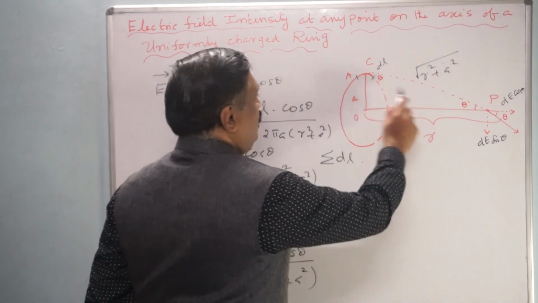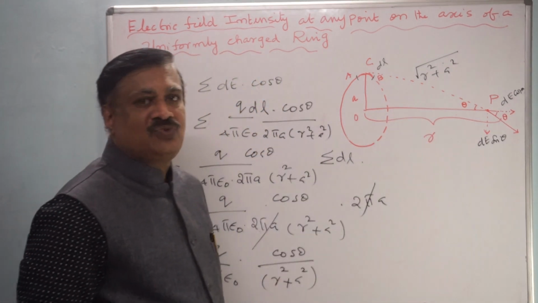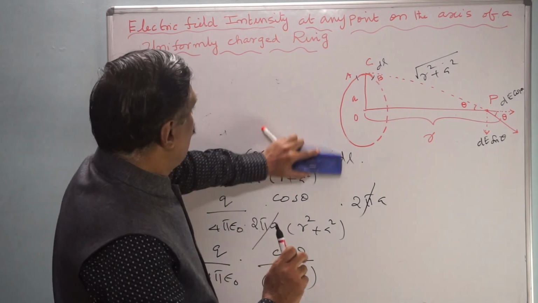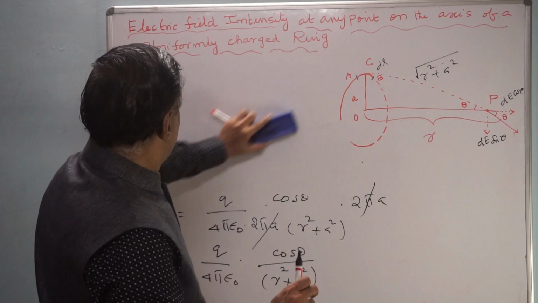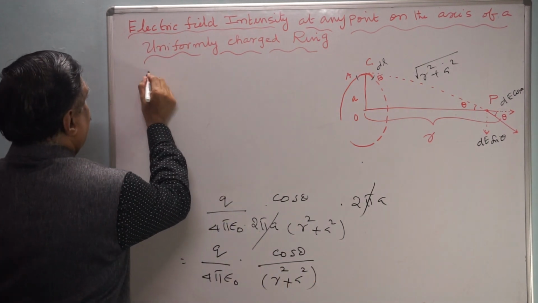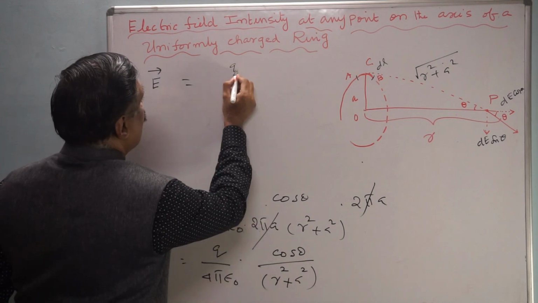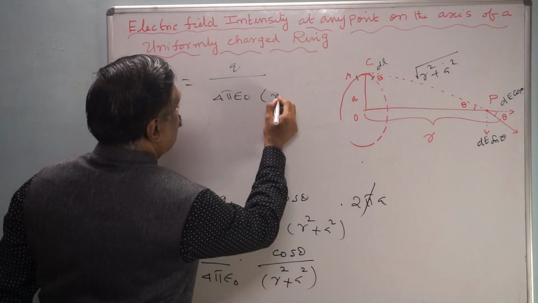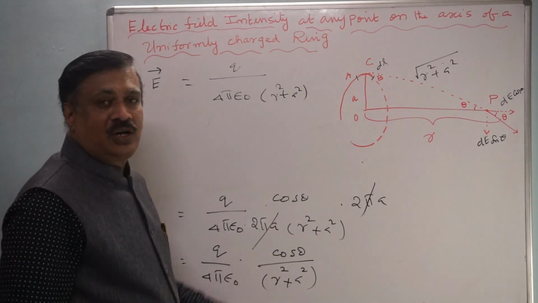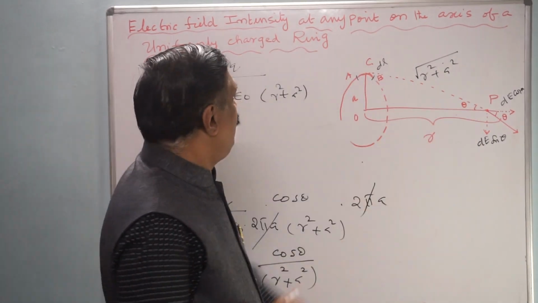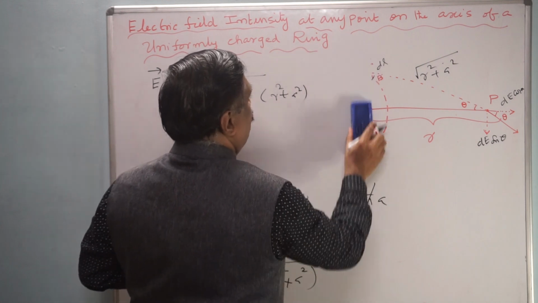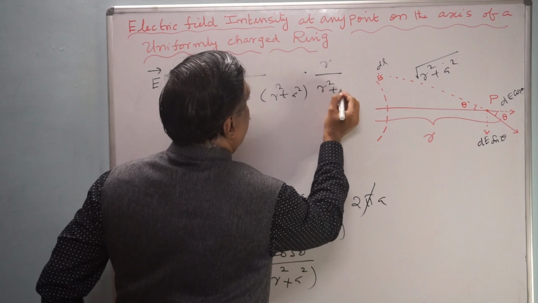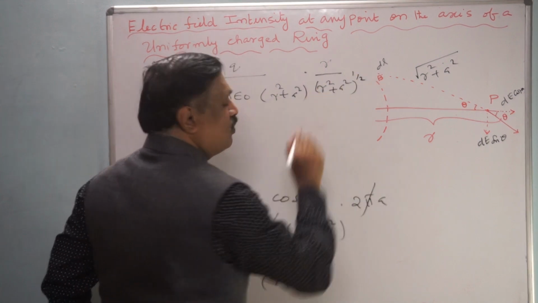Cos theta: this is theta, and this is a, this is r. Cos theta means adjacent side by hypotenuse. Therefore, if you substitute cos theta, your E equals Q divided by 4 pi epsilon 0, r squared plus a squared, times cos theta, adjacent side r by hypotenuse. This r divided by r squared plus a squared to the power 1 by 2.